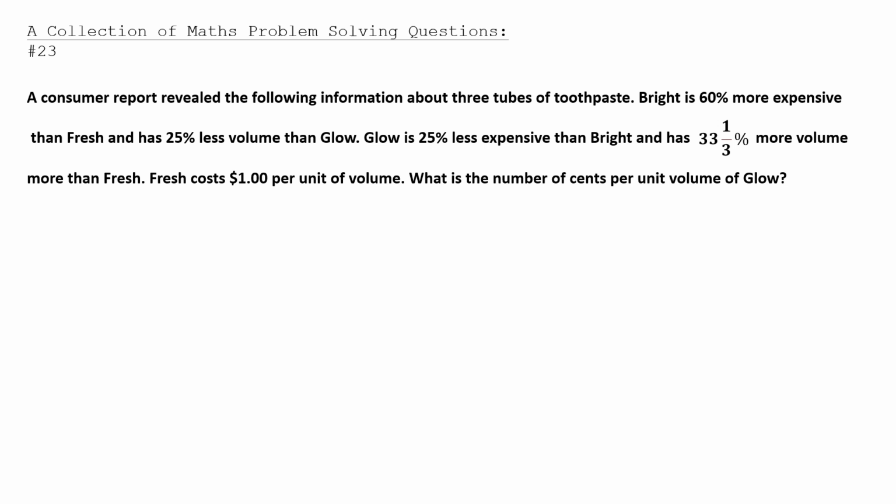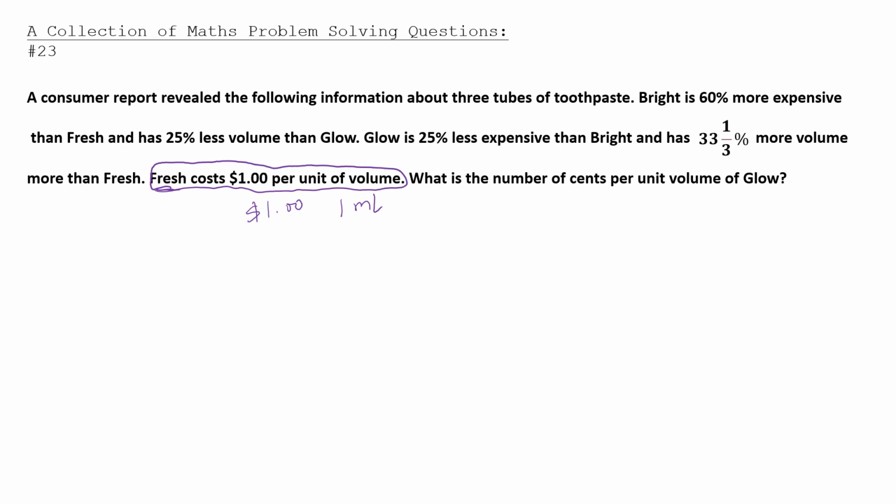So, to start this question, the first thing I'm going to do is look at this figure that they have given us, that Fresh costs $1 per unit of volume. Now what that means is 1 unit of volume. If I assume the unit of volume is milliliters, then 1 ml costs $1.